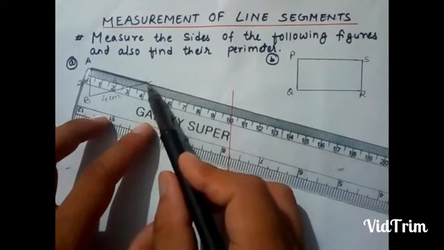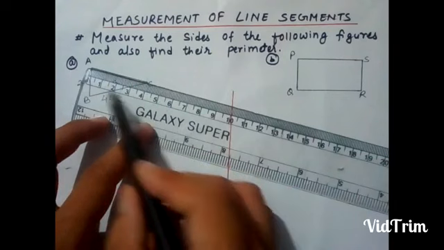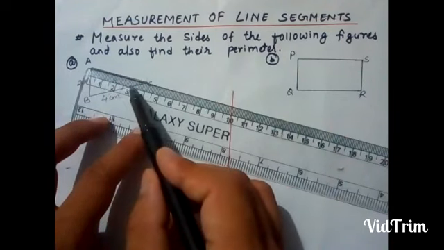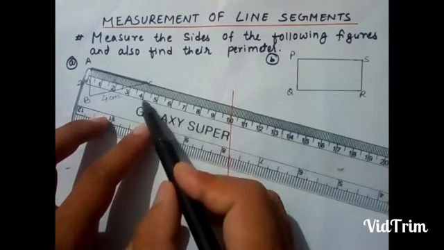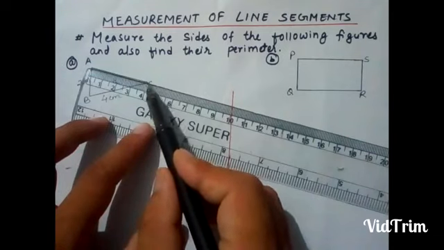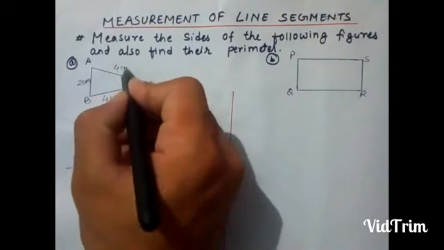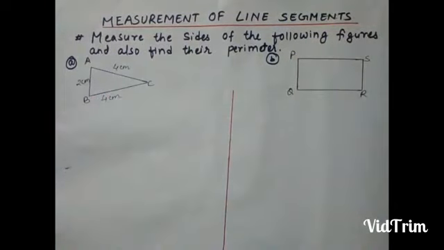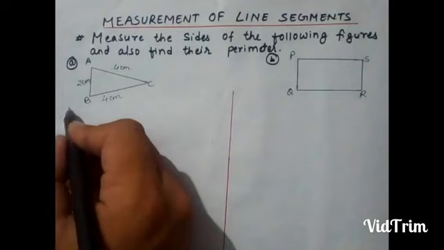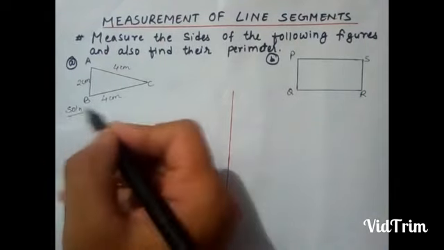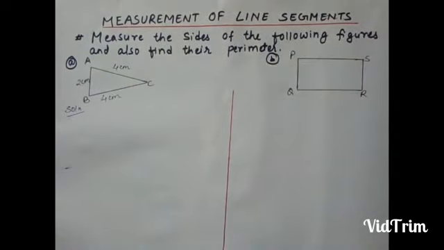Once again, C is lying at 4. So it means 1, 2, 3, 4. The length of AC is also 4 centimeter. So now students, let's note all the measures, all the lengths, in solution.